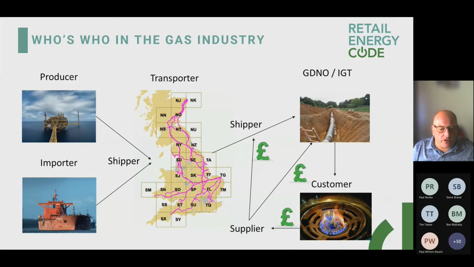So the gas producers and the importers are responsible for selling gas to the licensed gas shippers. Now, the shipper owns the gas as it travels through the network, the transmission and distribution lines. So in effect, the shipper will buy the gas from the producer or the importer. Once it comes in, they own the gas until it's sold on again.